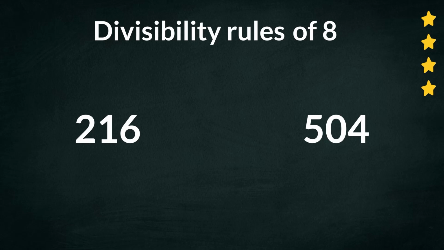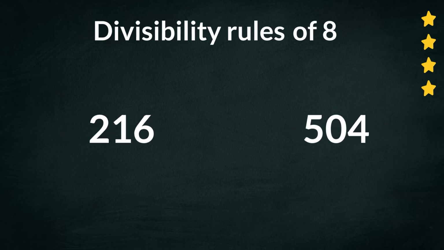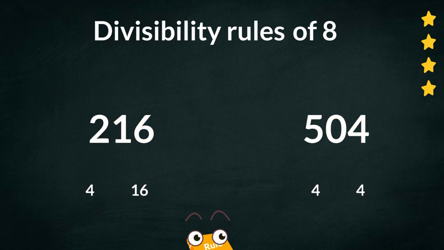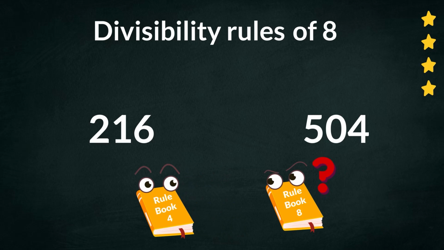Just at a glance, we can tell that both numbers are divisible by 4. Why? Because 216 ends with 16, and 504 ends with 04. 16 and 4 are 4's multiples. So 216 and 504 meet the conditions of 4's divisibility rules. But are they divisible by 8?